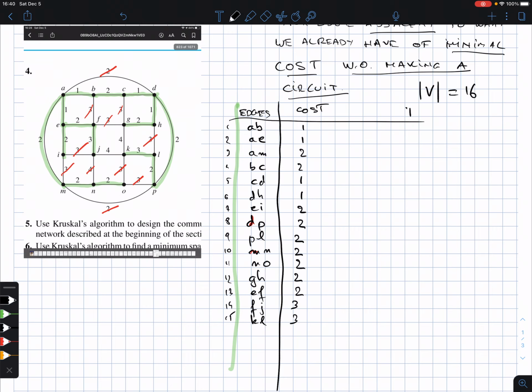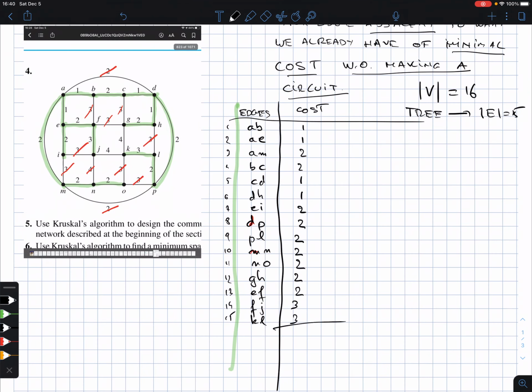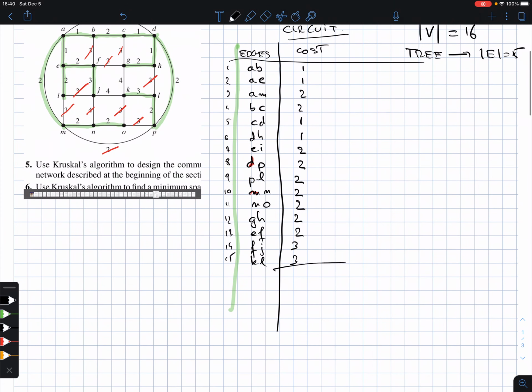So I know that to get a tree, the number of edges should be 15. So this is exactly the number that I have, and therefore I'm done. And this also tells me the total cost. 2, 4, 6, 8, 10, 12, 14, 16, 18, 20, 22, 28. All right? Okay, that's not so hard.